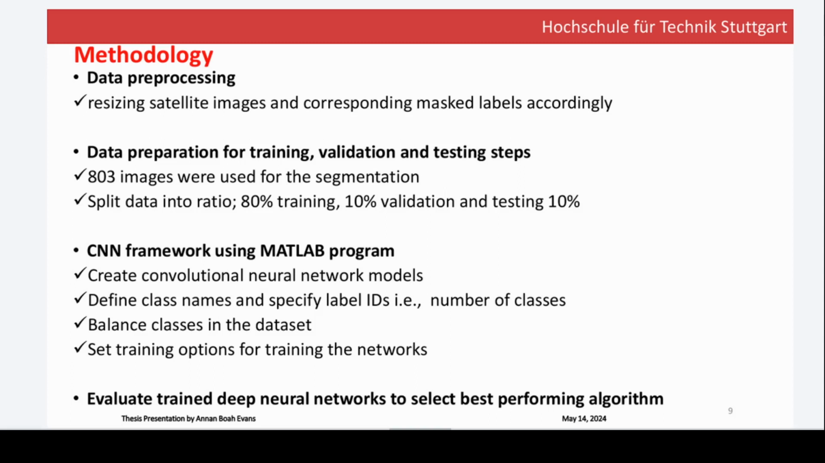Then you have to set training options for training the neural networks. There are certain hyperparameters like the initial learning rate, the epoch, the minimal batch size. You have to tune them to a certain level until you get an optimal result. And this is the key aspect of the whole work of deep learning, because if you do not get your hyperparameter tuning well, you could end up with a very low accuracy compared to what you are expecting for your work. Then my last methodology step is to evaluate the trained neural networks to select the best performing algorithm.